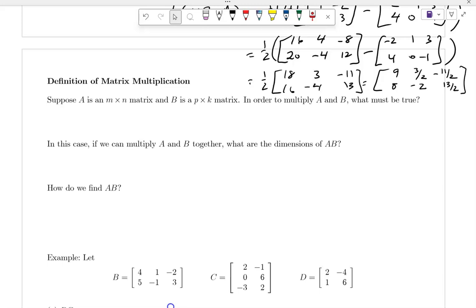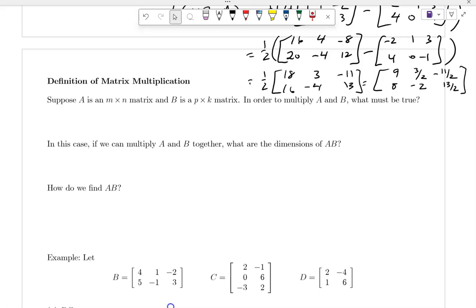Subtraction, we subtracted the entries from each other. The obvious way would be to multiply corresponding entries, and that's exactly what you do when you do a dot product of vectors. If you've done vectors before, it's a dot product. There is a dot product of matrices as well, and there are applications of it, but that's not matrix multiplication. That's literally the dot product.